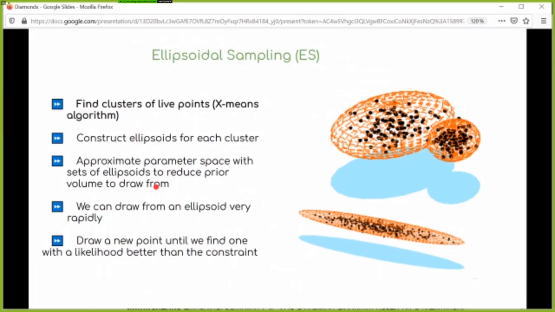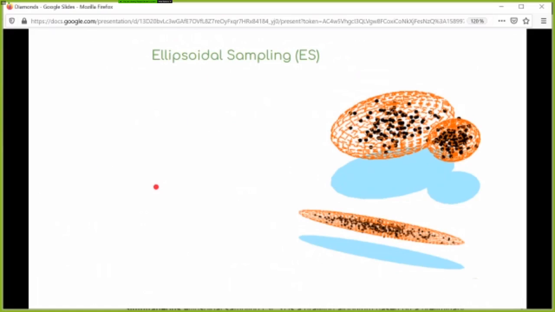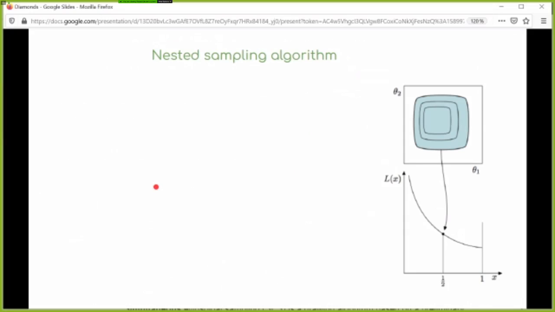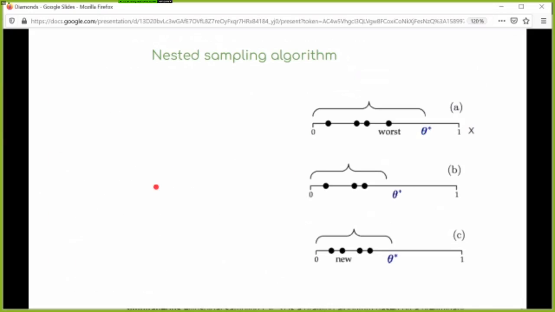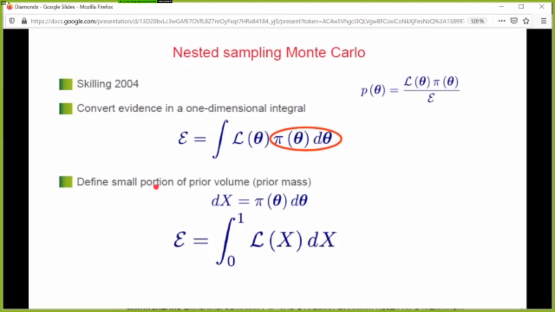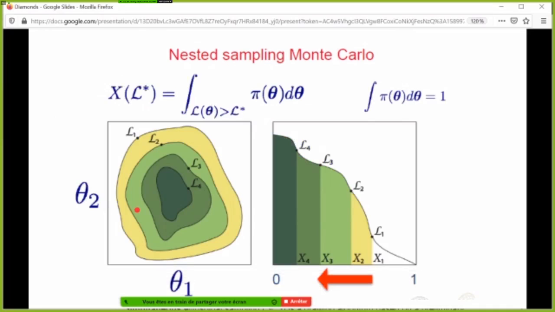And why it's also more interesting is, sorry, I'm just coming back to the slide. It's because Skilling introduced a change of variable. He introduced this concept of the prior mass, where the calculus is simplified and turns out to be a one-dimensional integral. And your constraint, contrary to the Monte Carlo, is not on the space of the parameters, it's on the likelihood.